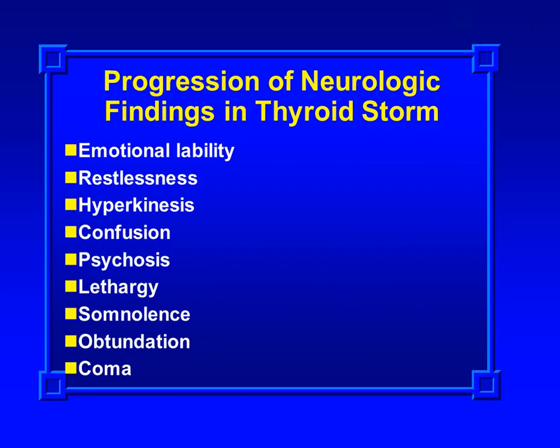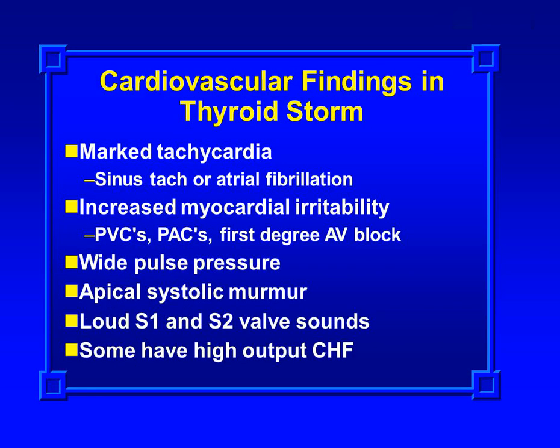Progression of neurologic findings in thyroid storm: emotional lability, restlessness, hyperkinesis, confusion, psychosis, lethargy, somnolence, obtundation, coma. Cardiovascular findings in thyroid storm.